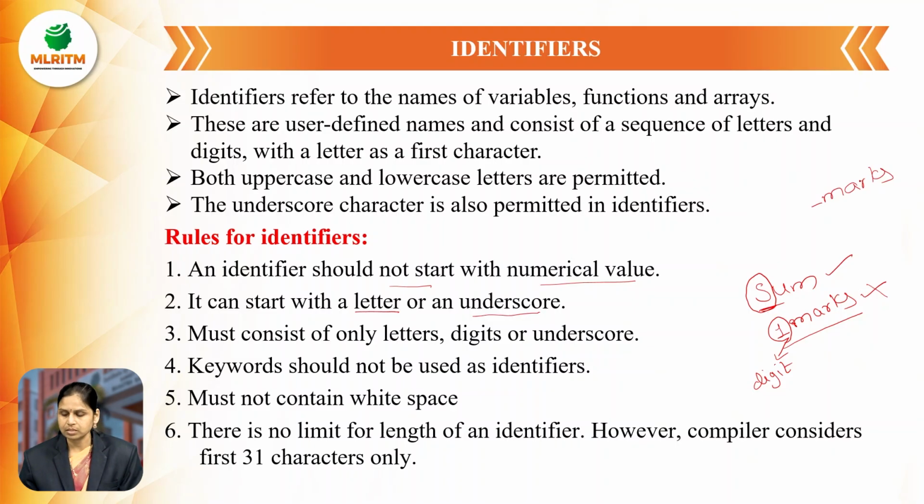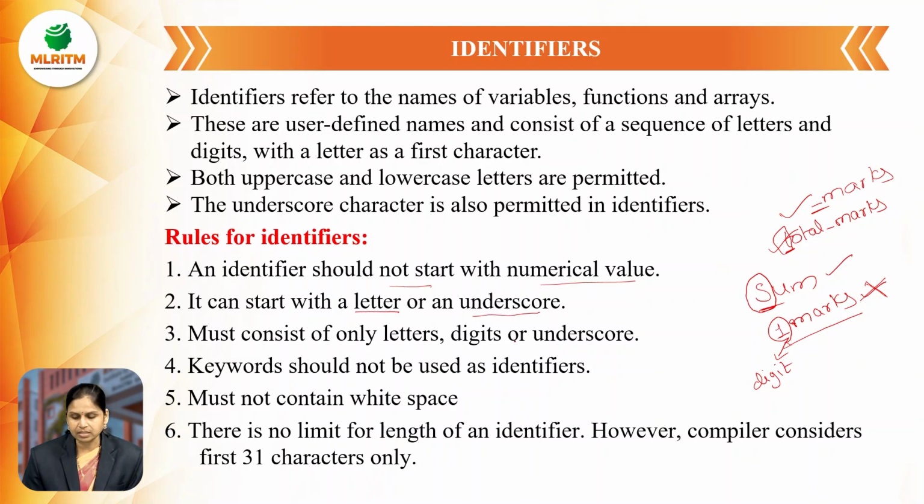Underscore marks or total underscore marks. In these two examples, in the first one, the identifier begins with an underscore symbol. In the second example, the identifier starts with an alphabet. So these two are correct. Whenever we use the first letter as a digit, it is not an identifier. When we use identifiers like this, we will get an error in the program.